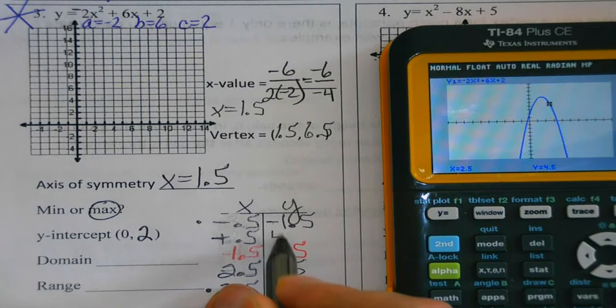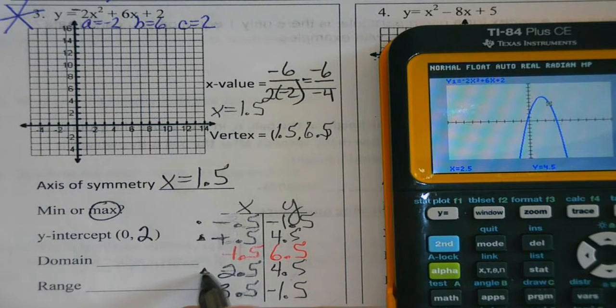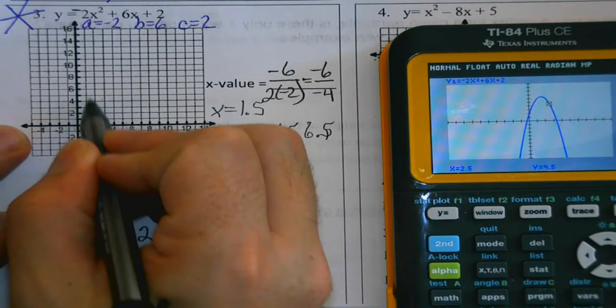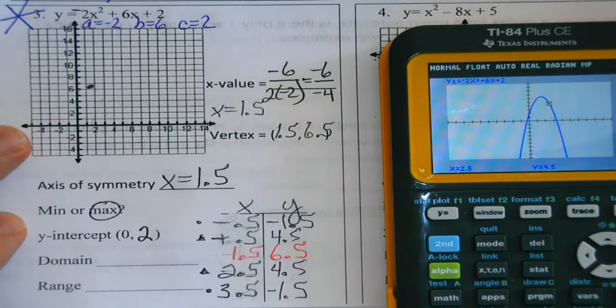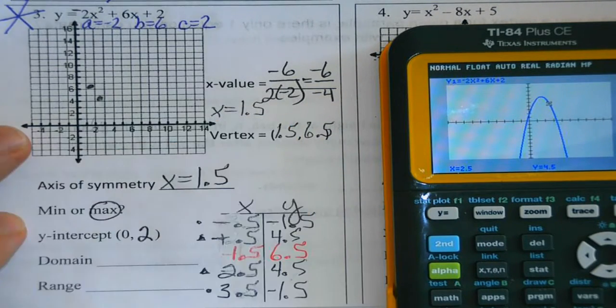The ones that are each 1 away from my vertex have the same value. So see, just with a couple of quick button presses, I still got my values. Now, it took me a little bit longer this way, but it's still not anything that's going to cause me too much grief here.